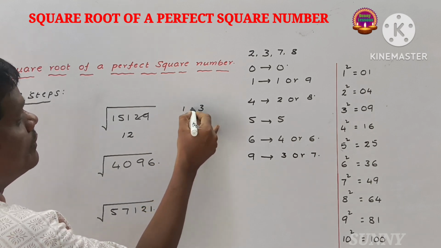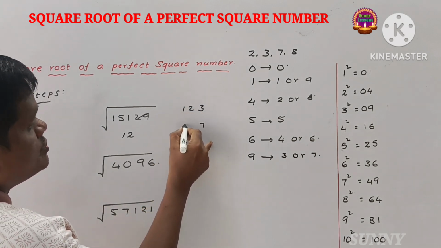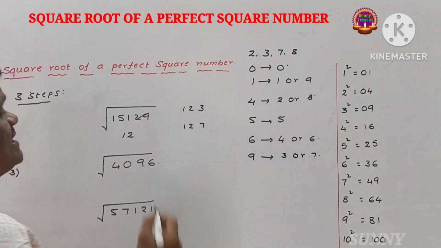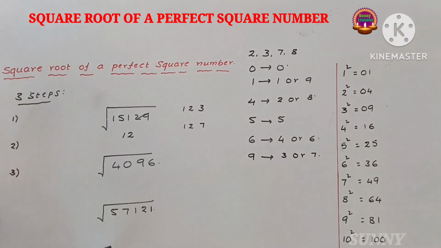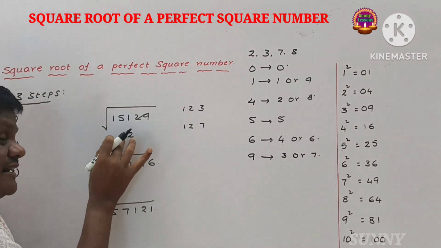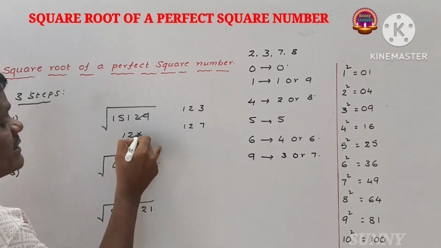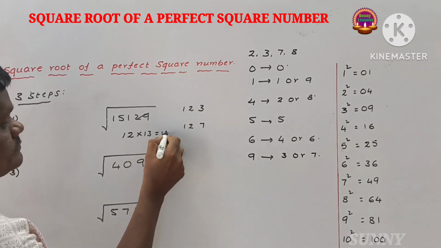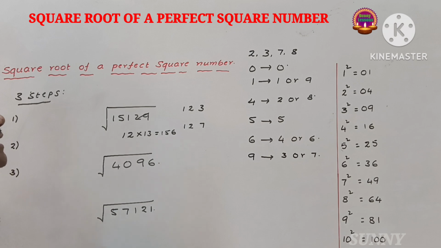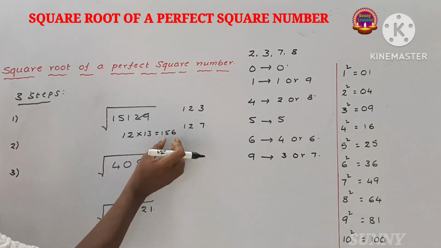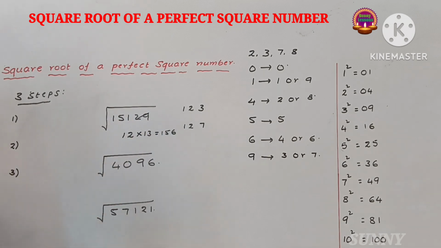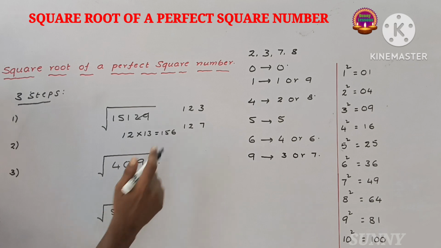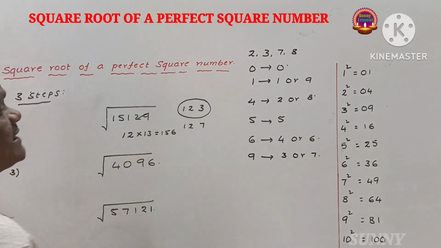So 12. Here the third step is the product of 12 and the number immediately after it, 13, which is 156. Here 151 is less than 156. So our answer uses the smaller number, 123.